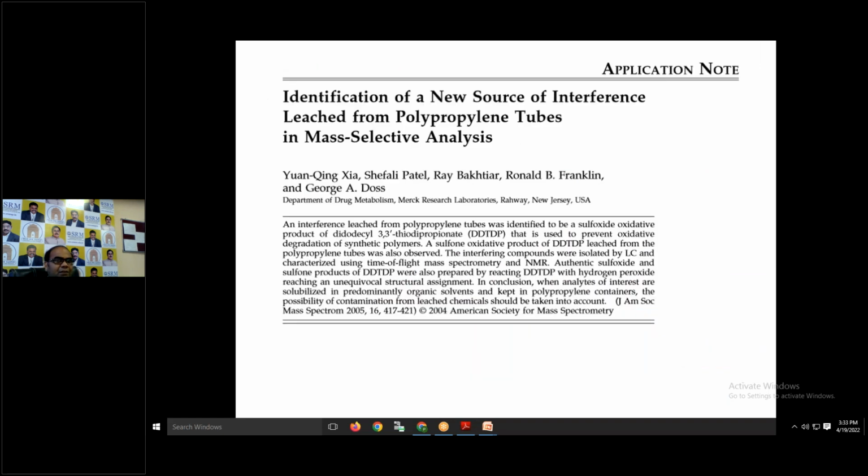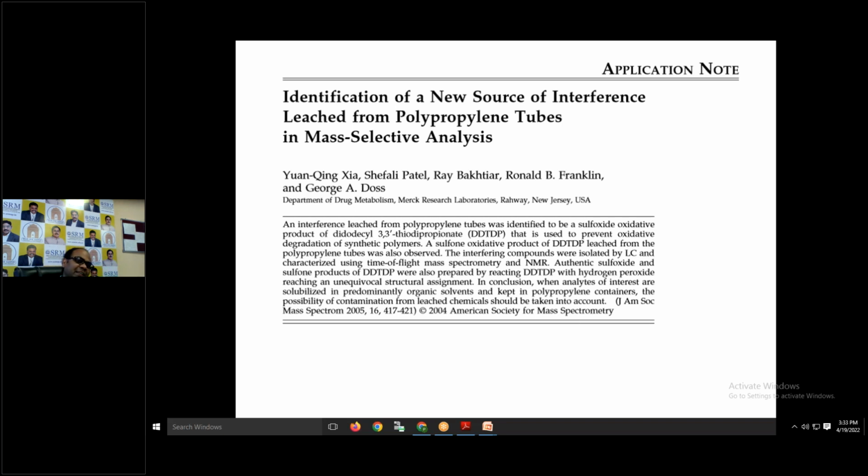And some of the examples I have given is leaching from propylene tubes in mass spectrometric analysis. When we are doing the mass analysis, we are taking some sample in the tube holders, sample tube holders, or sample tubes.